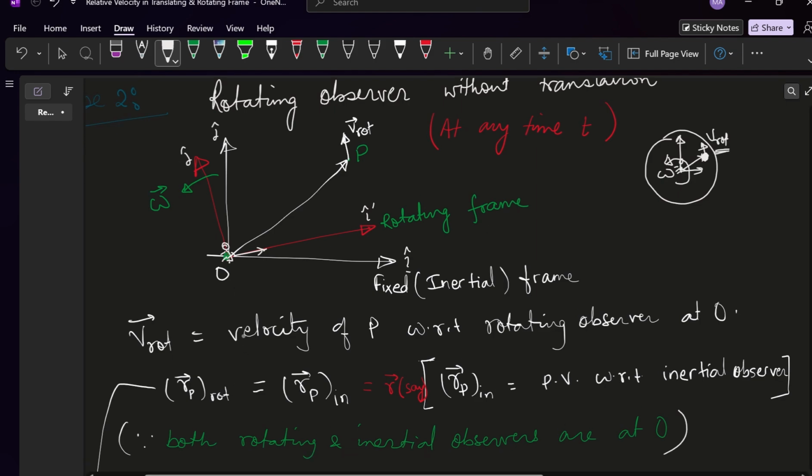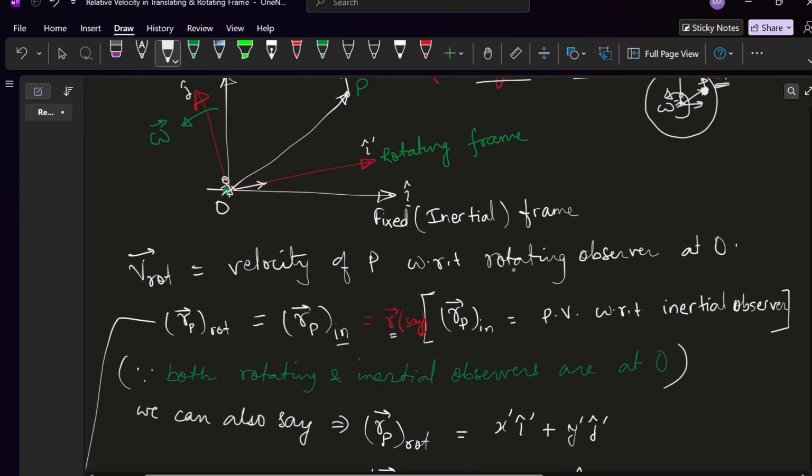Let's say there are two observers, one on the inertial frame and another on the rotating frame. Both are coincident. So at any time t, both position vectors coincide, right? That's why I have written r of P in the rotating frame is equal to r of P in the inertial frame. Let's say this is equal to r vector.